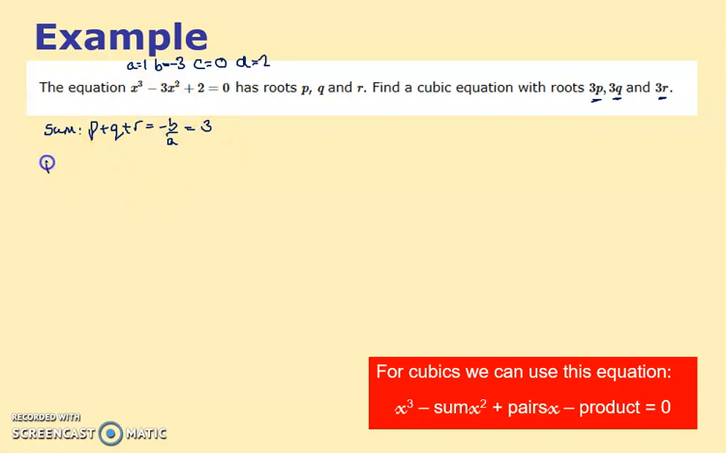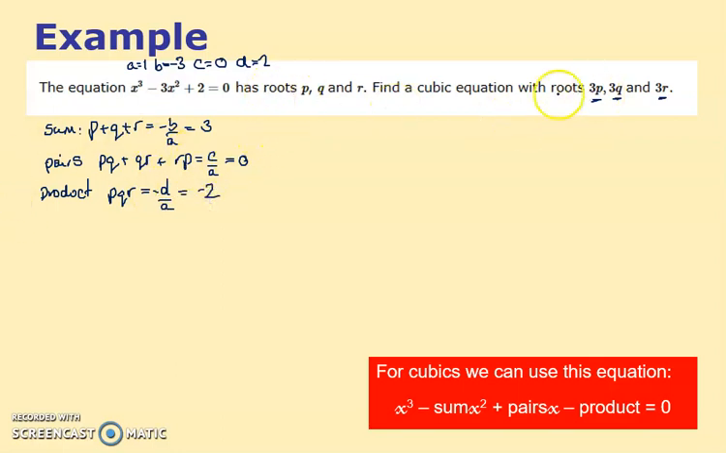And then the pairs, pq plus qr plus rp. And the formula for that is c over a. Now c is 0, so this is 0. And then the product, which of course is pqr. That's minus d over a, which is minus 2. Well, at least they're nice numbers.